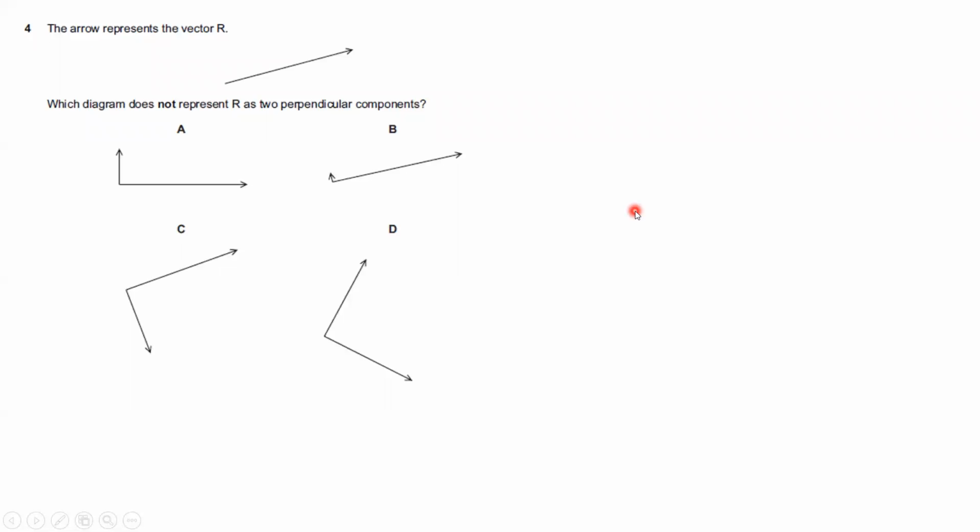Question 4. The arrow represents the vector R. This direction represents the resultant vector R. Which diagram does not represent R as two perpendicular components?